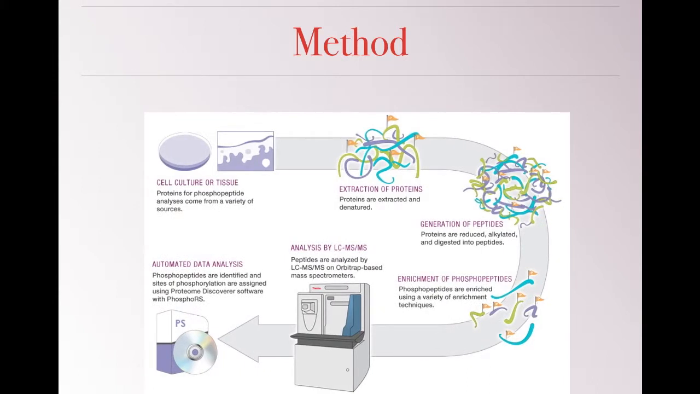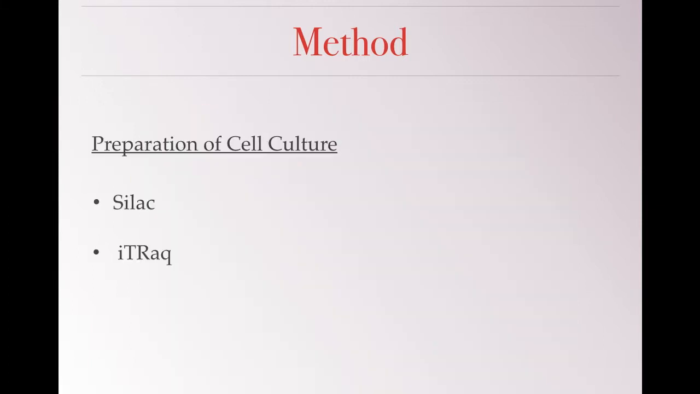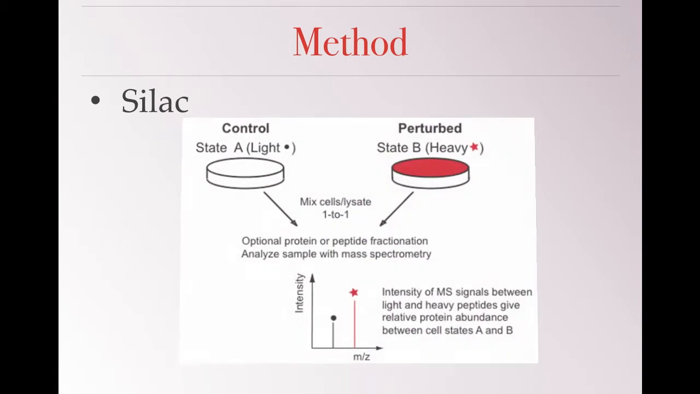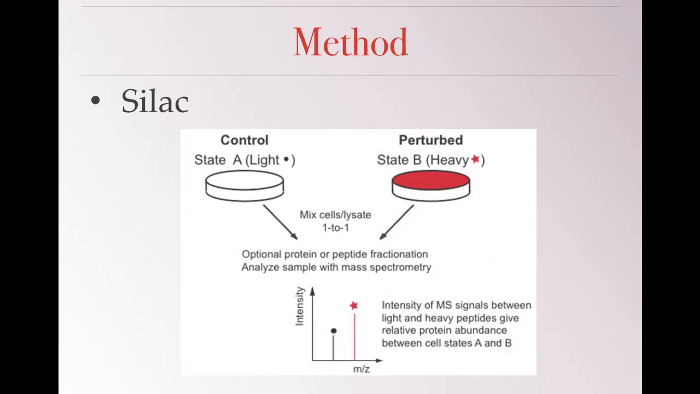Firstly, we need to stain the cells for MS. SILAC is an in vivo approach where two cell cultures are labeled differently, with heavy arginine 13C heavy isotopes or normal arginine 12C light isotopes. When cells are grown in the medium, they incorporate heavy arginine into all of their proteins.